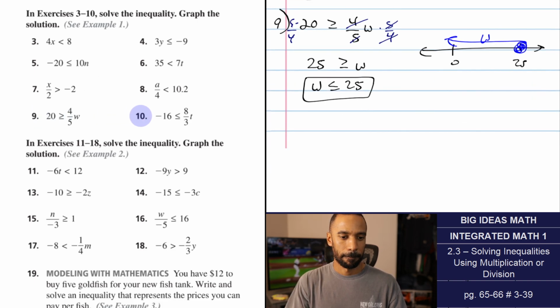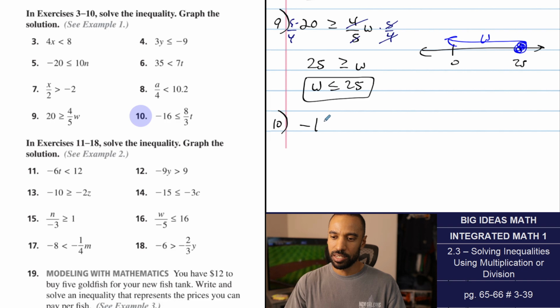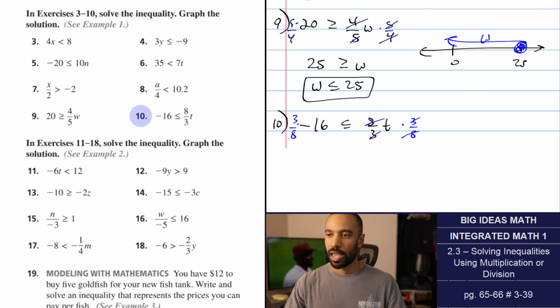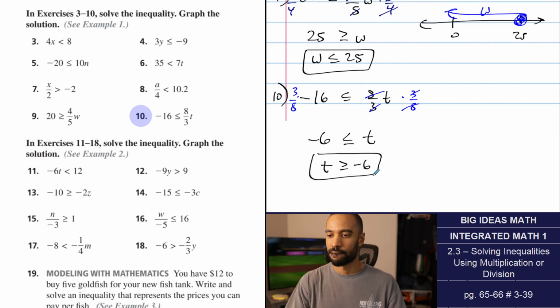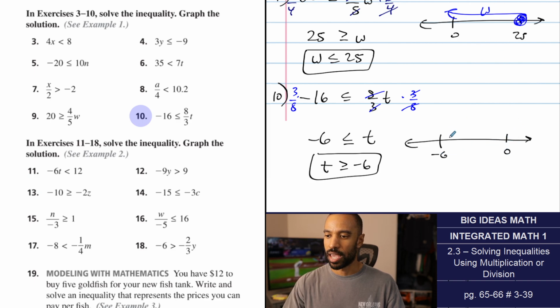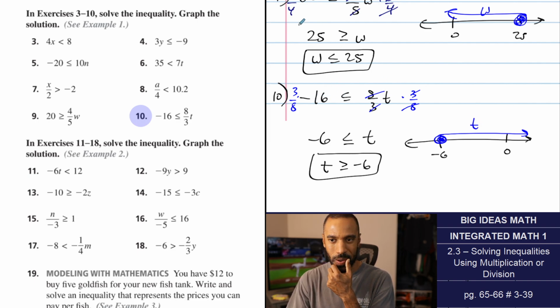Number 10. Negative 16, it's the same as number 9. But negative 16 is less than or equal to 8/3 t. I will multiply both sides by 3/8, positive 3/8. And now here, I get t. Negative 16 divided by 8 is negative 2. Negative 2 times 3 is negative 6. So t is greater than or equal to negative 6. And there we have our t values, which includes 0. Negative 16 is less than or equal to 0.